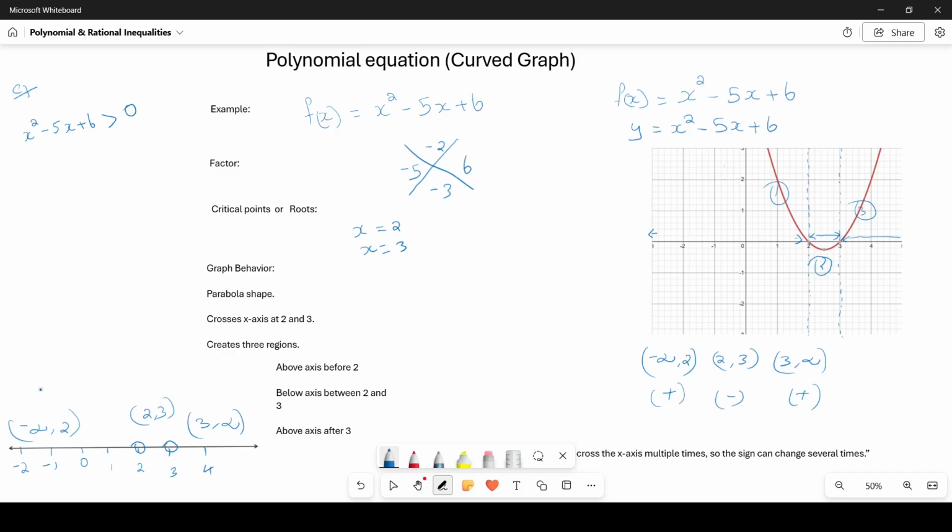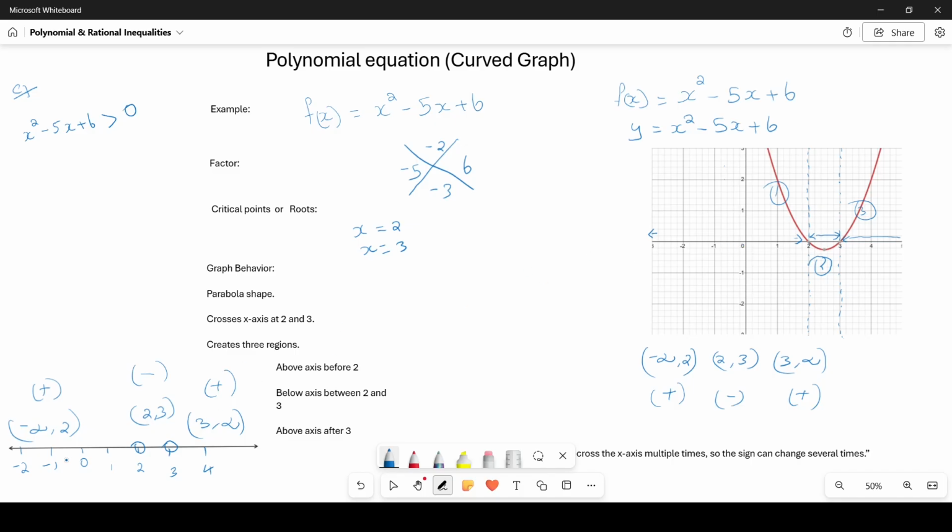This interval will be positive. That means the middle portion, the 2 comma 2 interval, will be negative, and the third one, 3 comma, this interval will be positive. Okay, so how will we find this without drawing the graph?